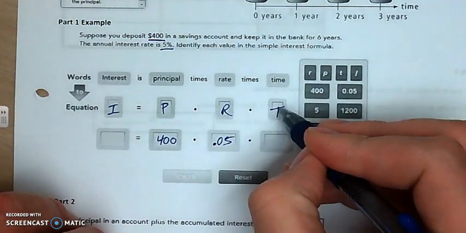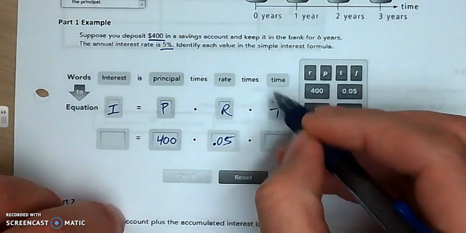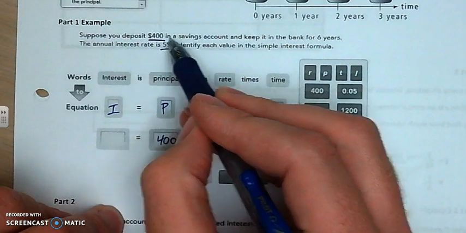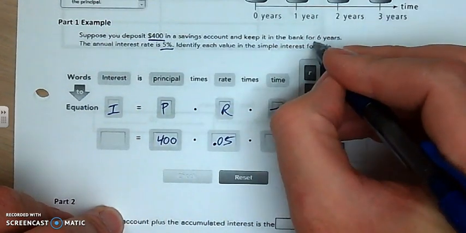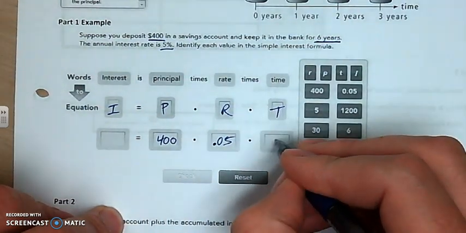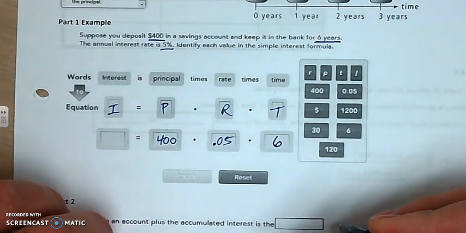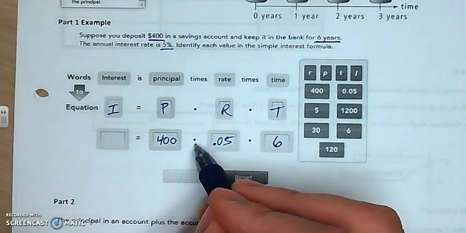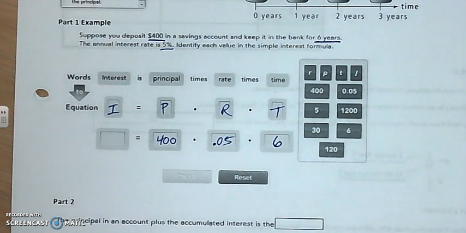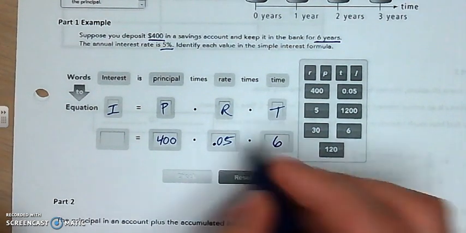And then we're going to multiply that by the amount of time that we are allowing our money to grow. It's in there for 6 years, right? Time is always going to be in years, so we're going to put 6 because that's in years. And then if you take 400 multiplied by 0.05 times 6, you will get 120, right?